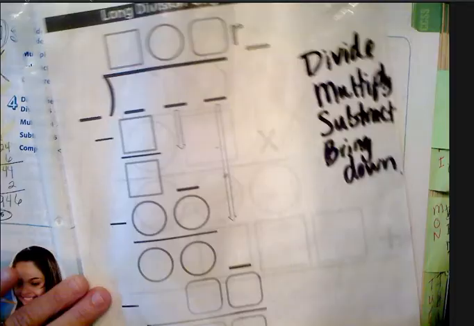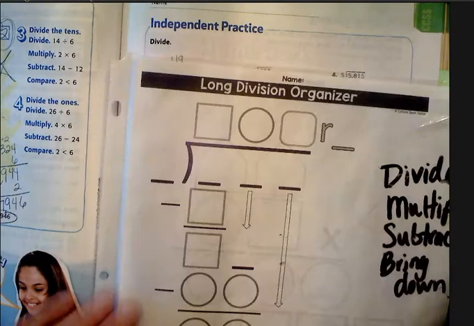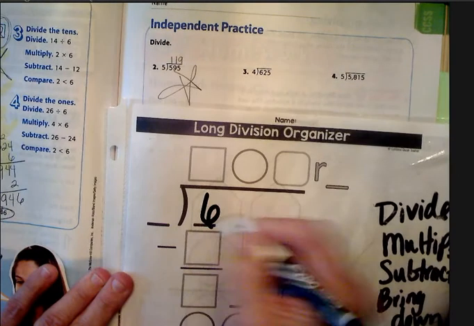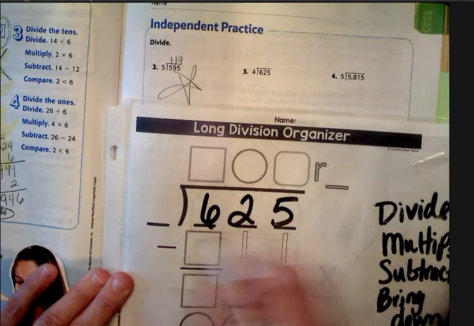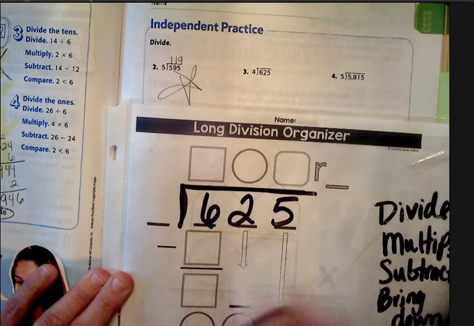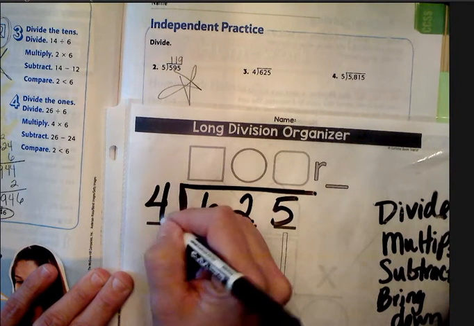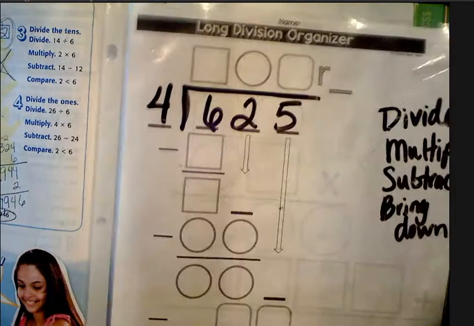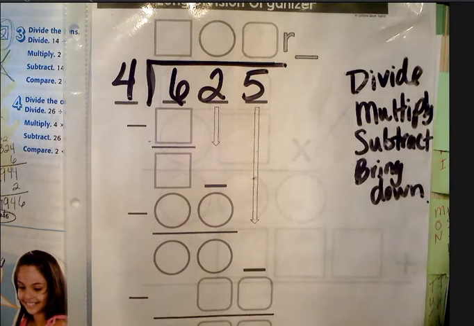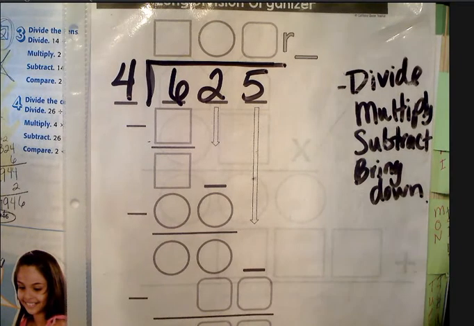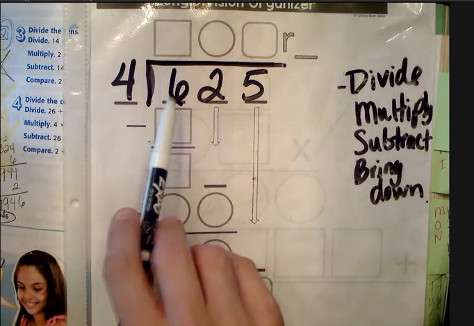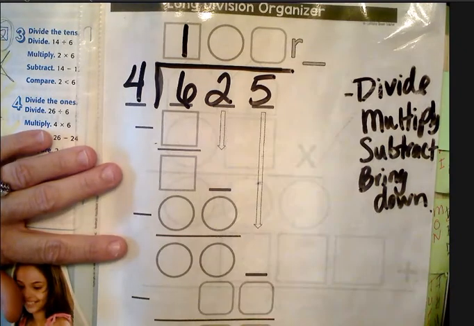Divide, multiply, subtract, and bring down. Keep saying that as you think of it. 625 divided by, remember I like to say it when I'm writing that line, 4. 625 divided by 4. My first step is to divide. So how many times does 4 go into 6? Oh, that's easy. Just once. It can't go twice. Twice would be 8.